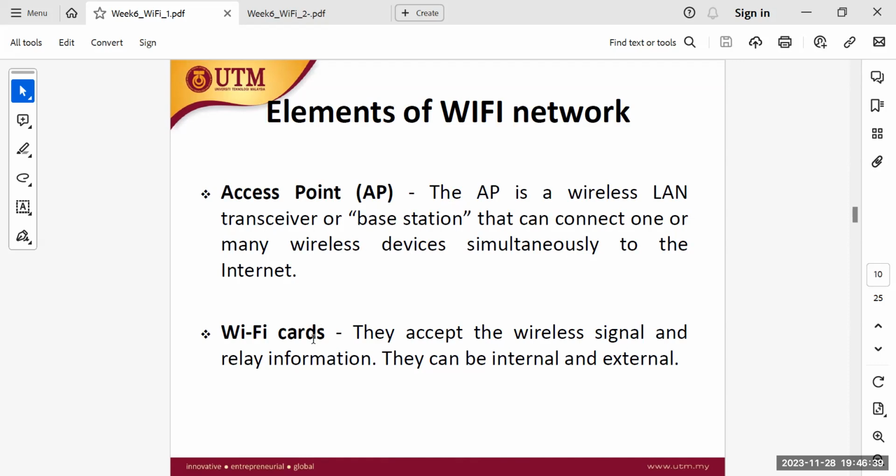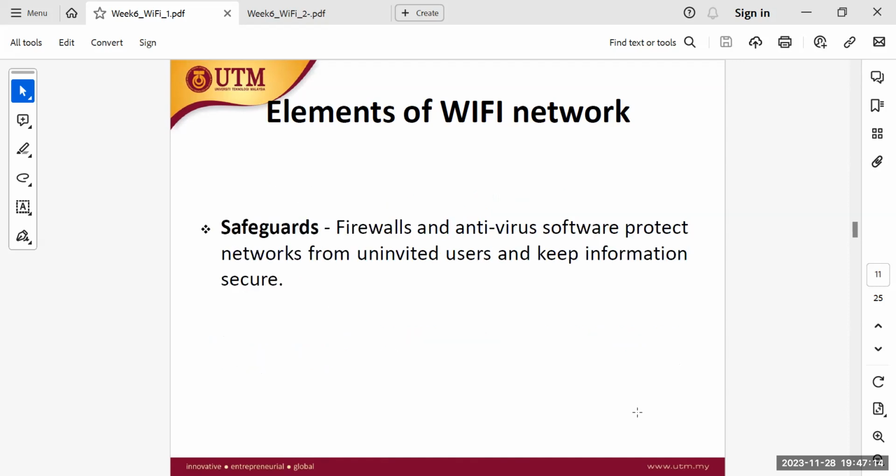Moreover, it also has a Wi-Fi card. A Wi-Fi card accepts the wireless signal and it also relays the information. So basically it accepts the signals and relays the information via wireless fidelity technology. The hardware responsible for this operation is the Wi-Fi card. They can be internal or external Wi-Fi cards. Most of the devices have an internally installed Wi-Fi card. Safeguards: firewalls and antivirus software protect the network from uninvited users and keep the information secure.